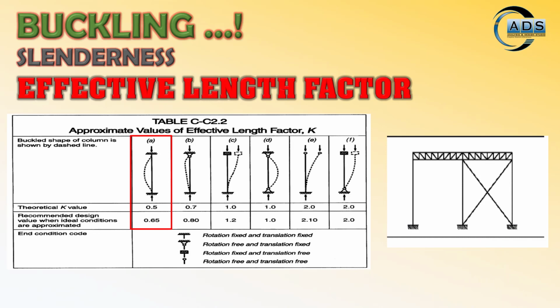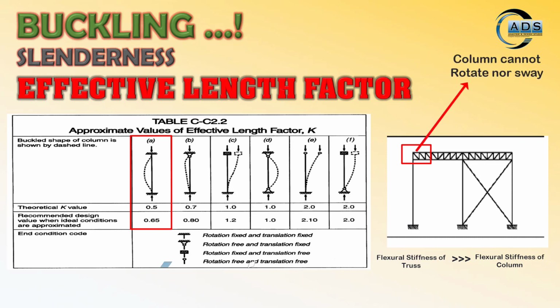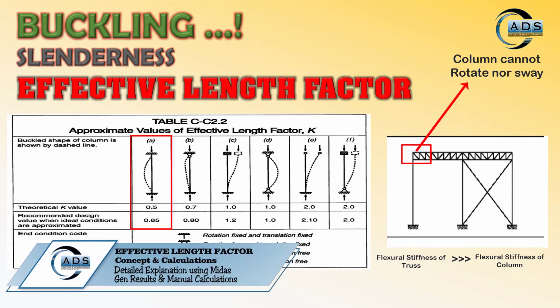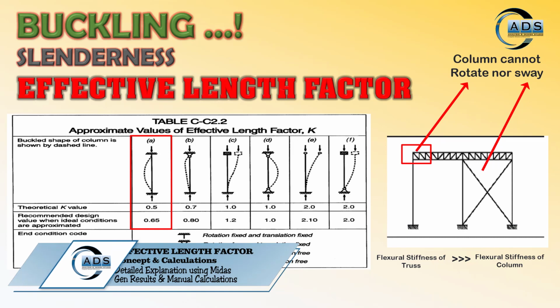Alright, now all the columns are fixed at their base, but the column at the top is connected with a truss. The flexural rigidity of the overall truss is very much greater than the flexural rigidity of the column. So here the relative stiffness has a very large difference. So in that case, the top support of the column is also considered fixed, where the rotation is not allowed, where the column cannot easily rotate, and side sway is prevented by the cross bracing.